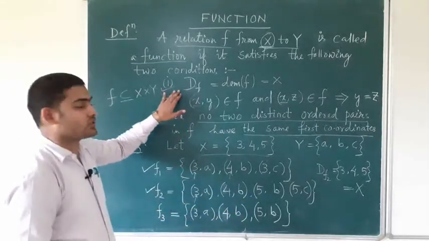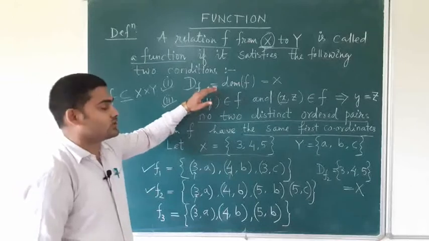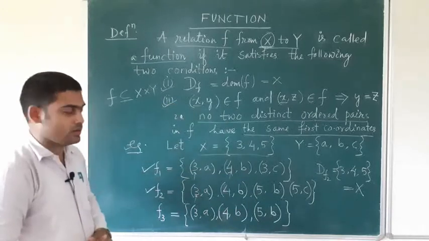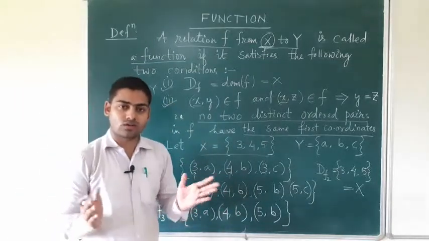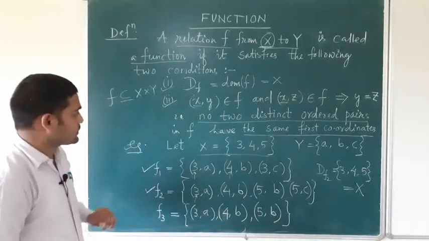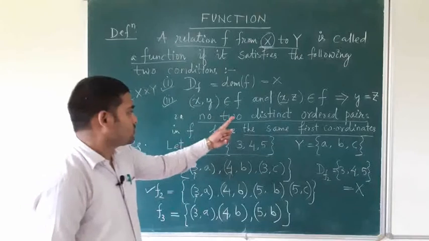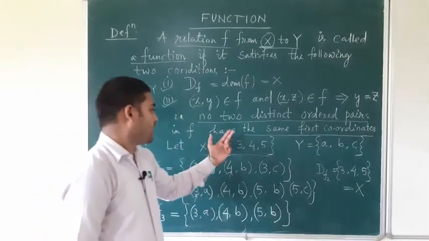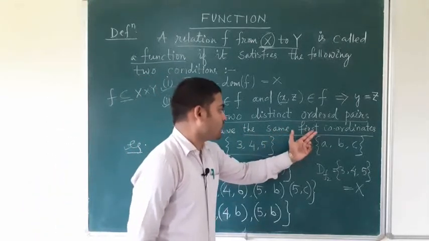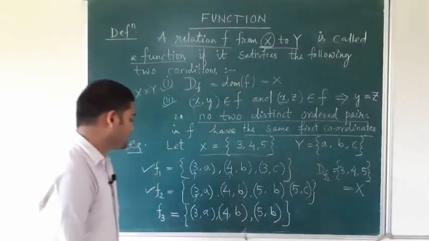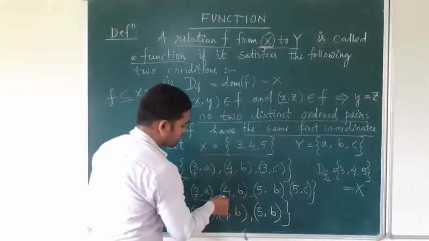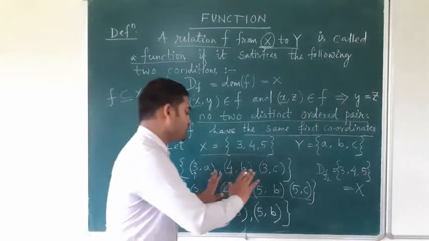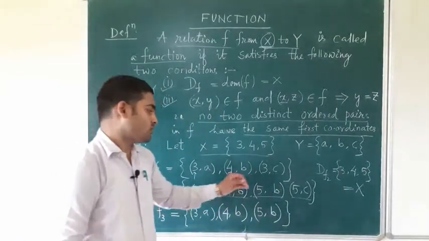So the first condition is satisfied. Now we see the second one, whether it is satisfied or not. So the second is, no two distinct ordered pairs in f have the same first coordinate. See, this ordered pair, this ordered pair, and this ordered pair, these four ordered pairs are distinct, different from one another.